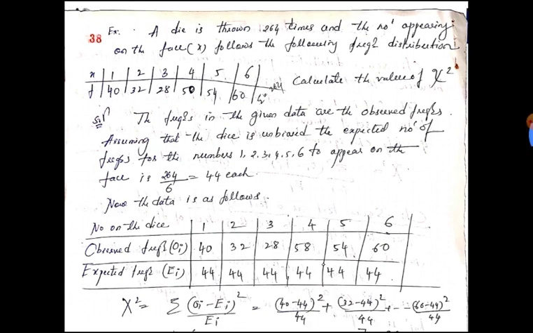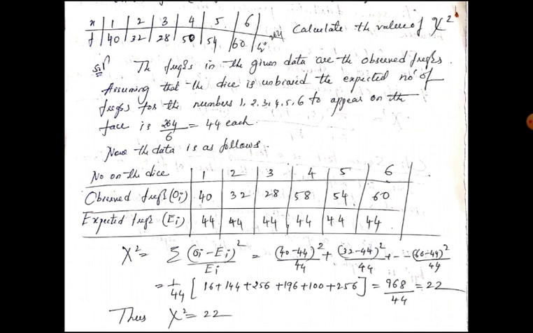Now once this table of observed and expected frequencies is ready, take the formula chi-square equals summation of (Oi minus Ei) whole square by Ei. So the observed frequencies are 40 minus 44 whole square divided by 44. This is the first value. Similarly, 32 minus 44 whole square divided by 44. Like that, if you move on, the last one is 60 minus 44 whole square divided by 44.